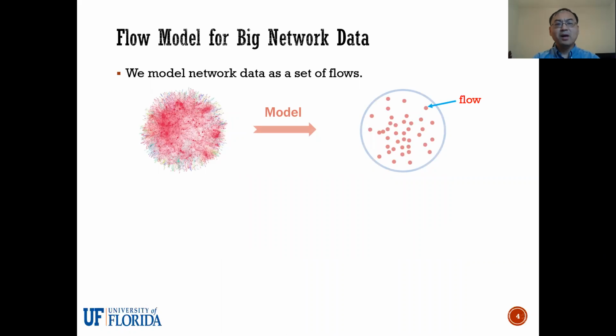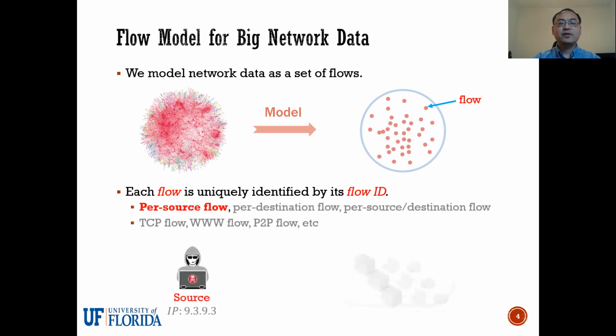So in this paper, we model network data as a set of flows. Each flow is uniquely identified by its flow ID. For example, per source flow, its flow ID is the source address in the packet header. And by using a combination of different header fields, we can define flows under measurement flexibly.